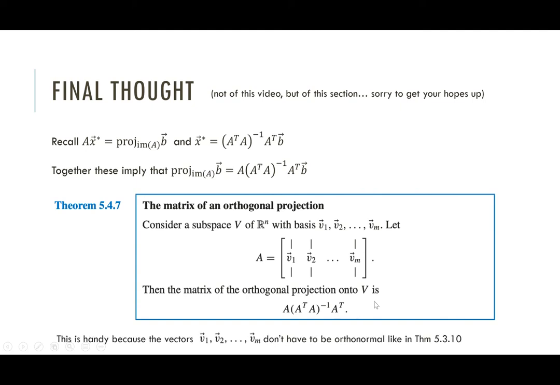And what's nice is that this works even if the basis vectors you choose aren't orthonormal. In theorem 5.3.10, you needed them to be orthonormal to have a nice way of representing orthogonal projection. But here, you don't have to be orthonormal. You just have to have a basis for your subspace. And then here you go. You automatically have a matrix for the orthogonal projection.